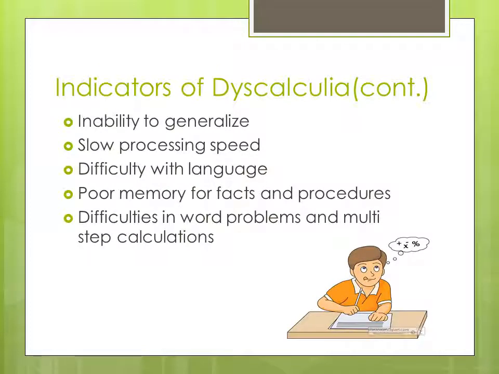Indicators also are inability to generalize, slow processing speed, difficulty with language, poor memory for facts and procedures, difficulties in word problems, and multi-step calculations. The last characteristic may also be influenced by the effects of dyslexia and the inability to understand language and difficulty expressing in words quantity.